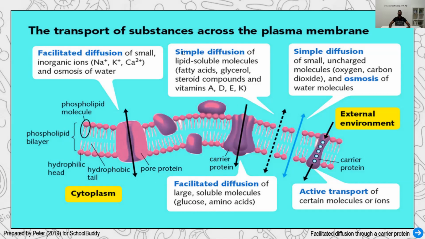Next, we're going to see simple diffusion. In the case of simple diffusion, they don't require the help of any protein. They basically just come in and out through the phospholipid bilayer. All the lipid-soluble molecules like fatty acids, glycerols, and steroids, which are all fatty materials, and also the vitamins that are soluble in fats, A, D, E, K, can all go through the lipid bilayer quite easily.